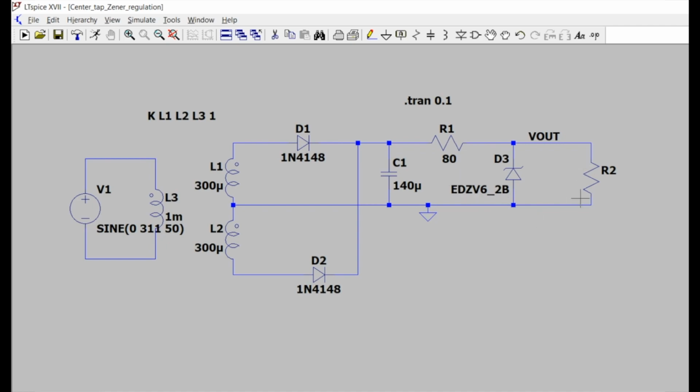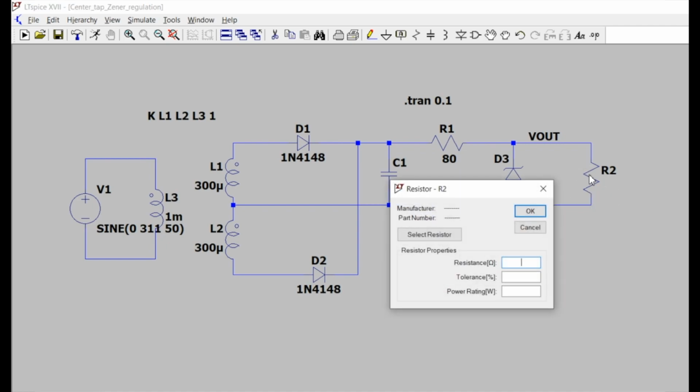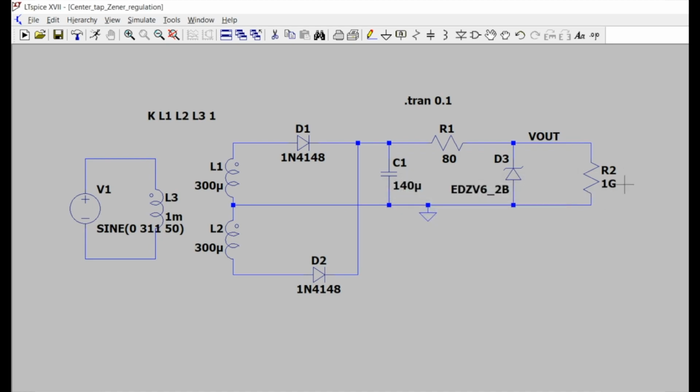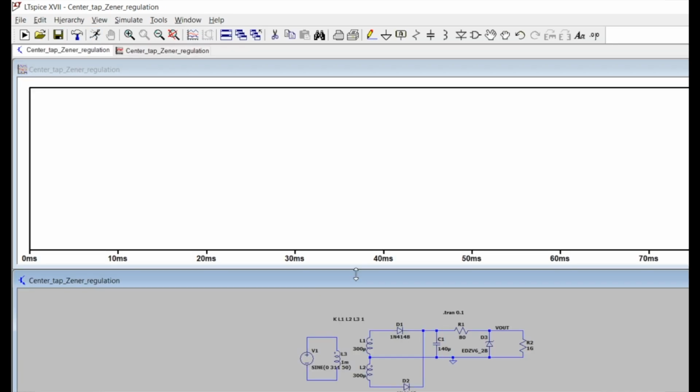So let's consider the first case when RL is really very high, so let's consider 1 gigaohm. It's as if open, right? The RL is very large, it's effectively infinite, so it's not affecting the circuit. We want to see the behavior of just this Zener diode. So just run the simulation.